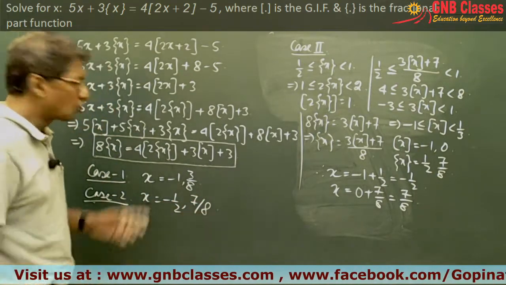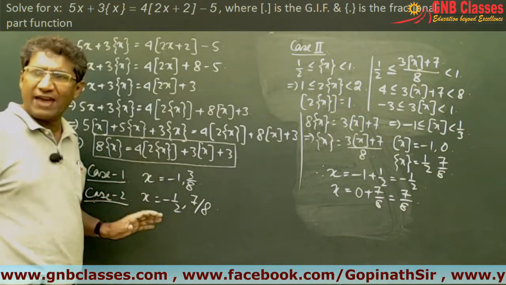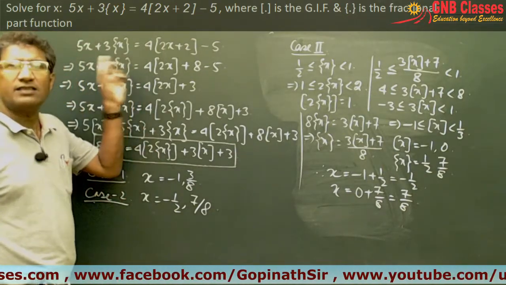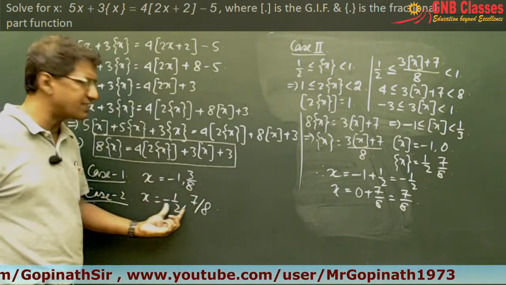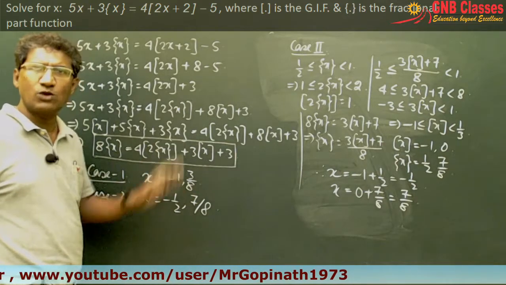So the required values of x are: we got -1 and 3/8 from the first case, when we considered that the fractional part of x is lying between 0 and half. And in case 2, when we assumed that the fractional part of x is lying between half and 1, we got the values of x as -half and 7/8. Is it clear? So we got 4 values of x which will satisfy this equation: -1, 3/8, -half, 7/8.